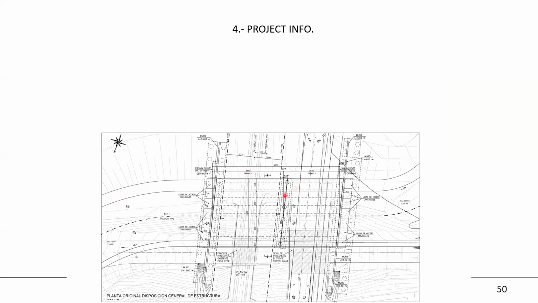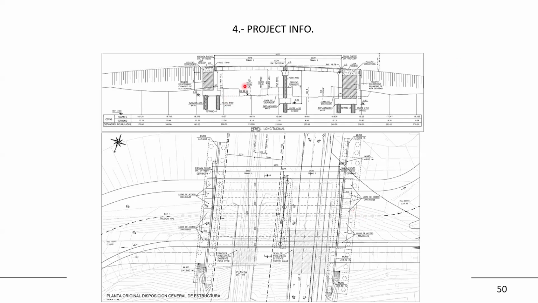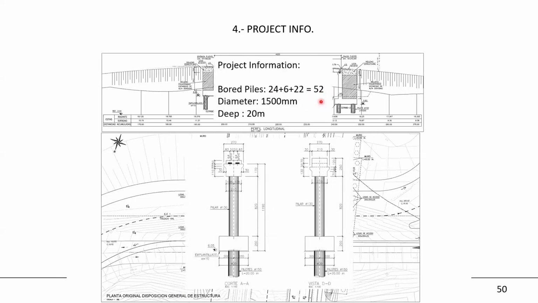Okay, what about the project? The project defines a lot of piles in 3 parts, in the center and at the boundaries of the overpass. The number of piles is 52, and the length of the piles is 20 meters. The pile diameter, sorry, it's in metric units, is 1.5 meters.